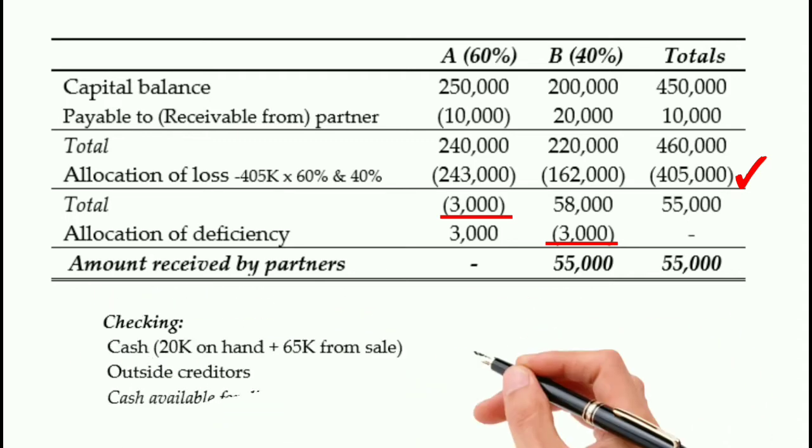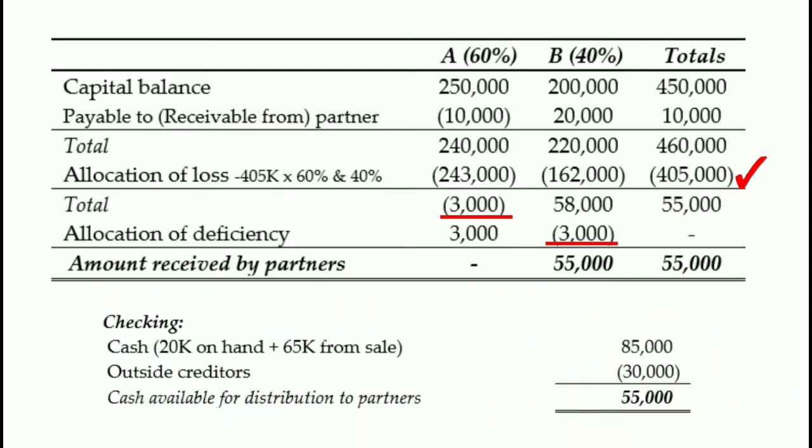I-check nga natin kung tama yung 55,000 pesos. Cash on hand na 20,000 pesos plus yung proceeds from sale na 65,000 pesos, that is equal to 85,000 pesos. Then, we will deduct the accounts payable na 30,000 pesos. 85,000 pesos minus 30,000 pesos, that is equal to 55,000 pesos. So, the amount received by partners na 55,000 pesos ay tama.